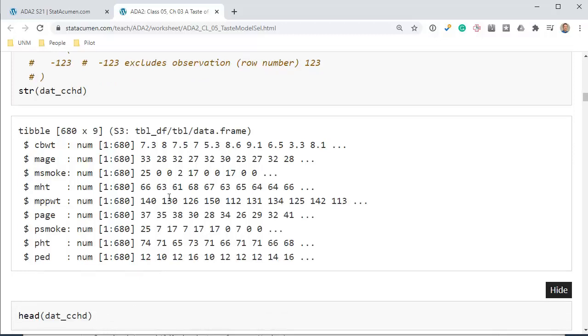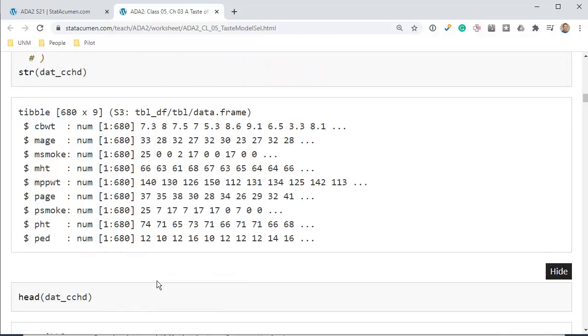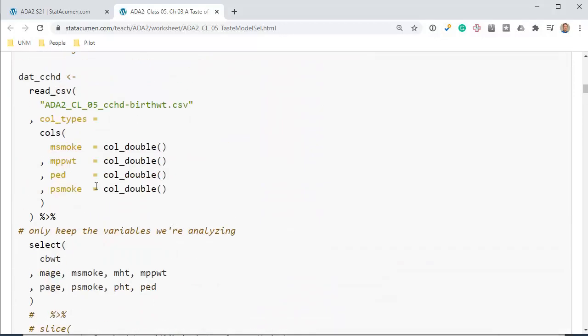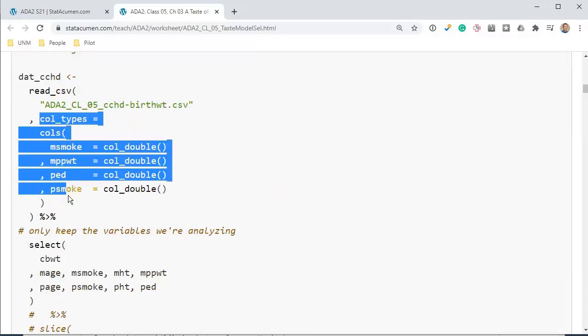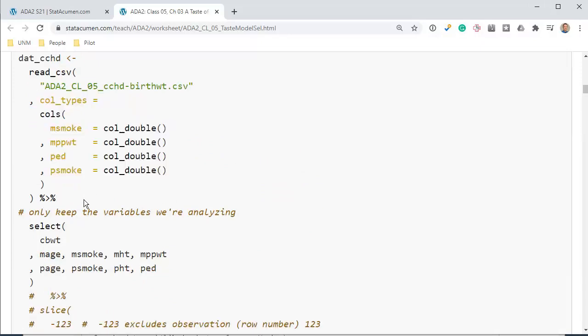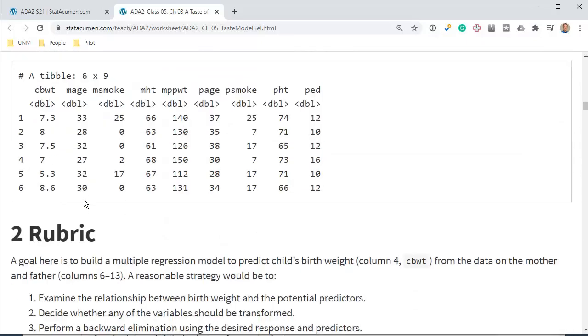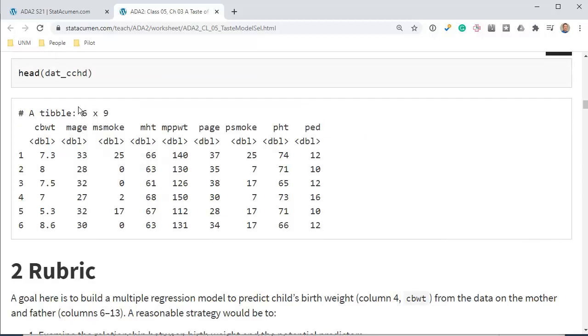I don't see all those leading zeros here. I don't know what the problem would have been earlier, why we needed to specify this. I would need to run this code without this column types. Maybe you could do that and see what happens. All right, onward.